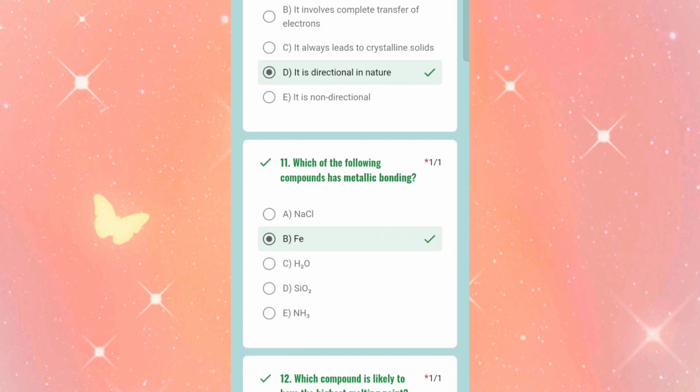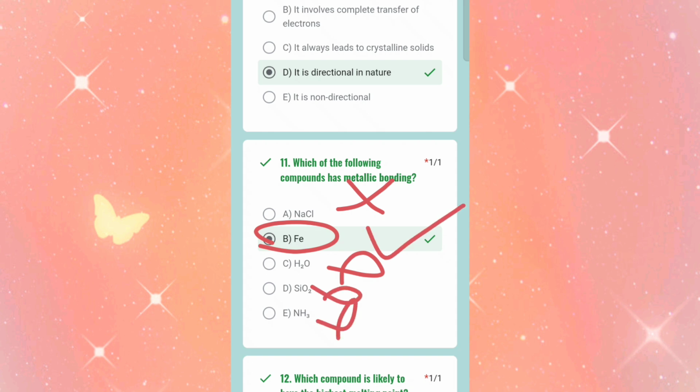Which of the following compounds has metallic bonding? Metallic bonding, this is metal. Metals have mostly metallic bonding. NaCl doesn't have metallic bonding, H2O no, SiO2 no, so the correct answer will be Fe.